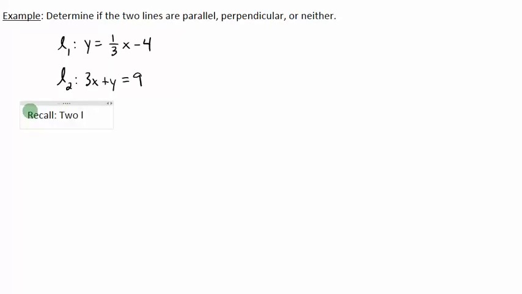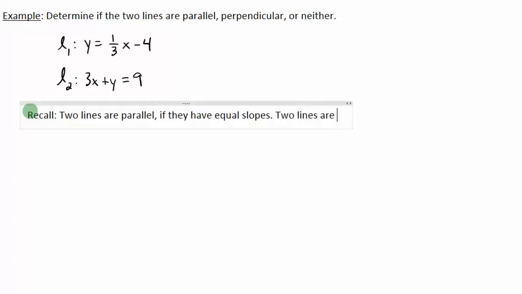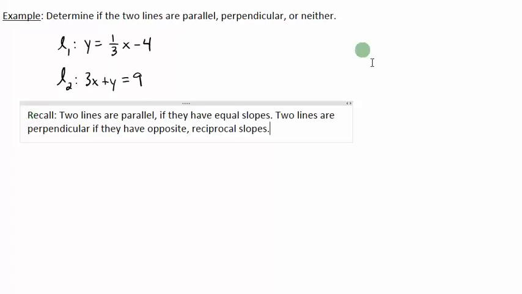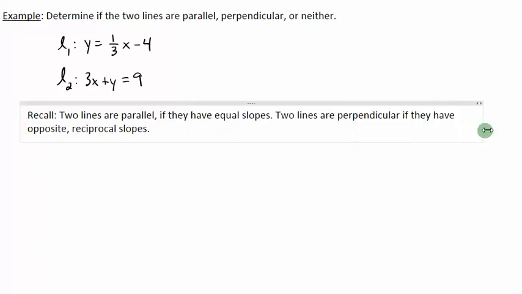is that 2 lines are parallel if they have equal slopes. So if their slopes are exactly the same, the lines are parallel. 2 lines are perpendicular if they have opposite reciprocal slopes. So they have to have opposite signs, positive or negative, and they have to be reciprocals of each other. Okay? So it's important to know that, of course, before we can do that problem.